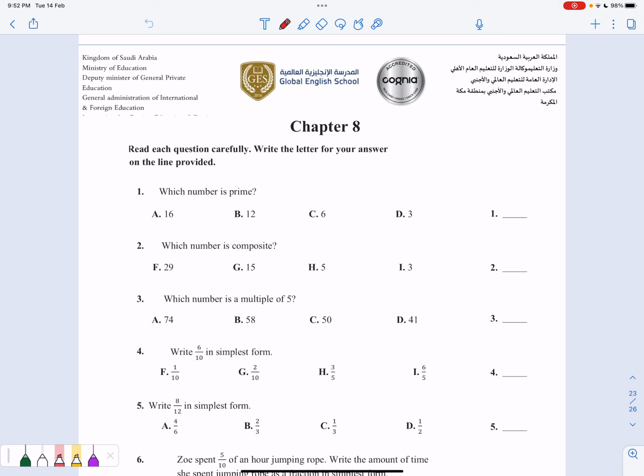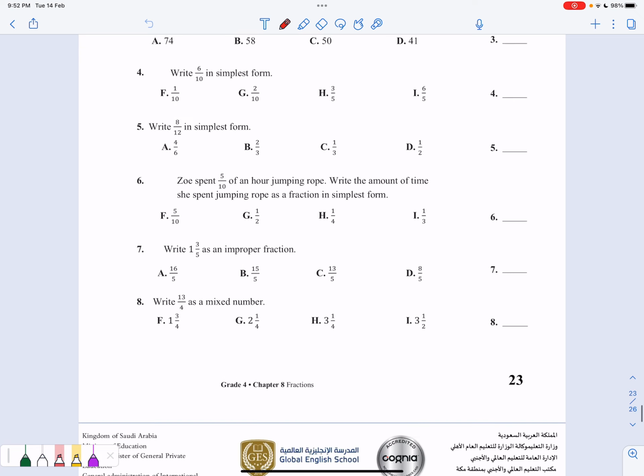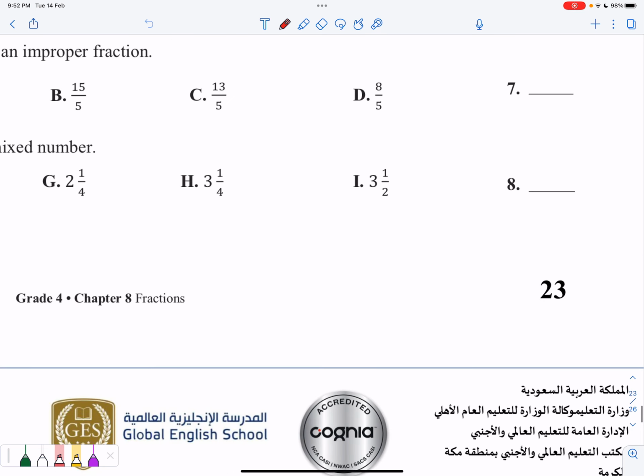Now we will start revising chapter 8 using our revision sheet. So please open your booklet to page 23 and let us begin.